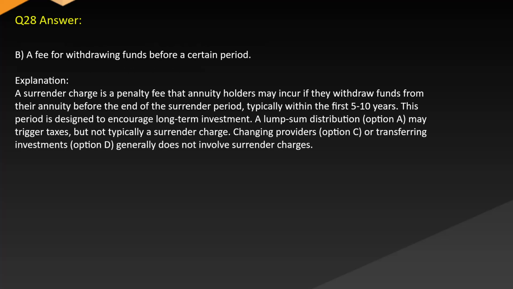Answer: B. A fee for withdrawing funds before a certain period. Explanation: a surrender charge is a penalty fee that annuity holders may incur if they withdraw funds from their annuity before the end of the surrender period, typically within the first 5 years. This period is designed to encourage long-term investment. A lump sum distribution, option A, may trigger taxes, but not typically a surrender charge. Changing providers, option C, or transferring investments, option D, generally does not involve surrender charges.